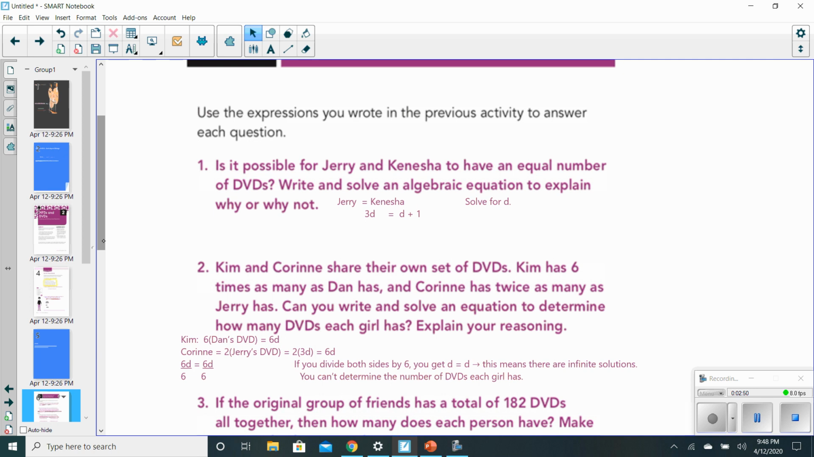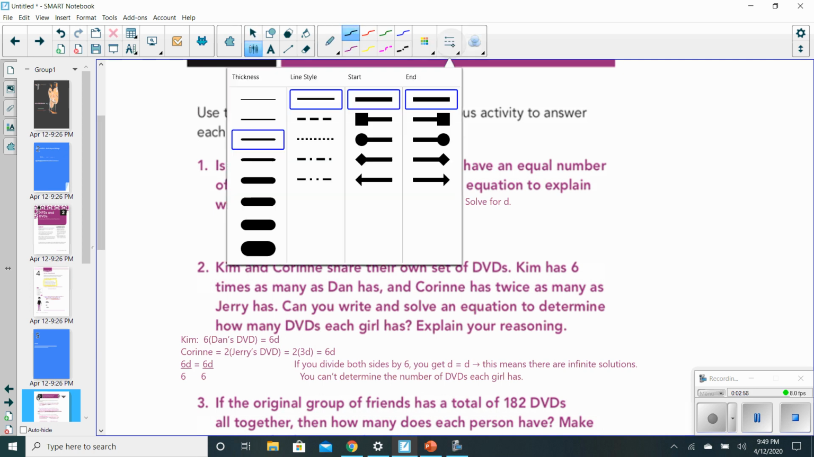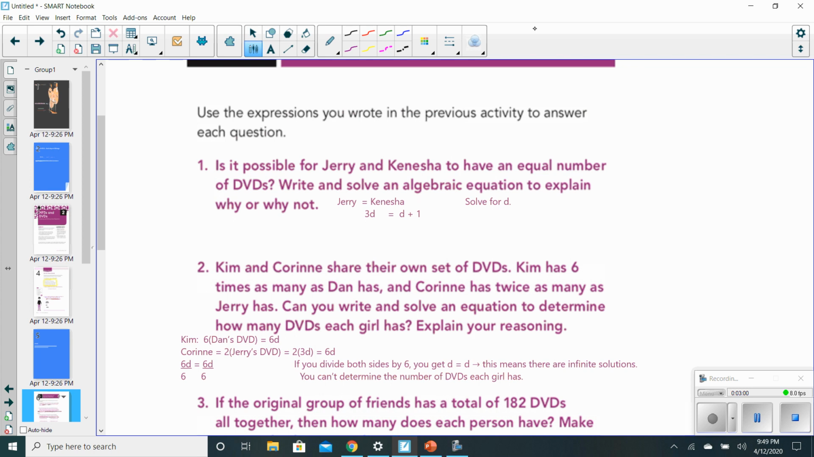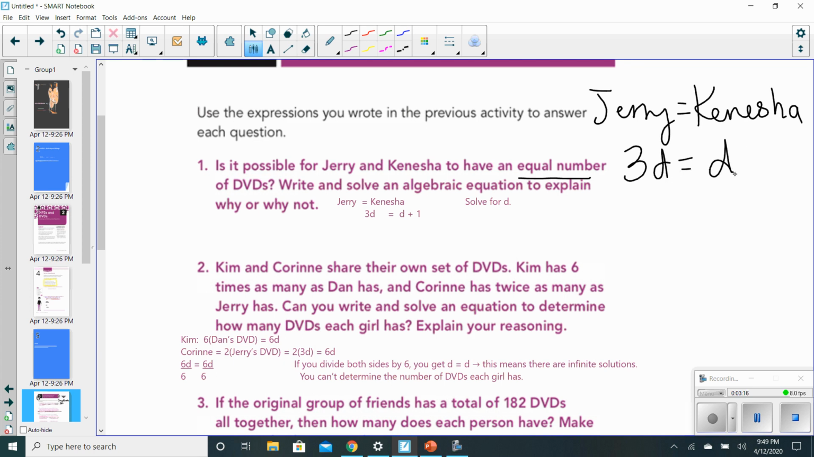So for number 1, it says, is it possible for Jerry and Kanisha to have an equal number of DVDs? Write and solve an algebraic expression or equation to represent why or why not. So we want to know if they can have an equal number. So literally what that means is we're going to set Jerry equal to Kanisha. And when we do that, we are literally saying Jerry, which was 3D, is equal to Kanisha, which is D plus 1. And now all you need to do is solve for D. So this is a very, very easy 2-step equation. I really hope this is something you guys can do. I'm not going to solve this one for you. I think you guys can manage that.